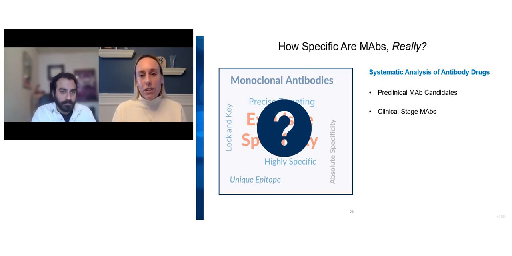All right, so back to the main question for today: how specific are antibodies really? Now that we have these new tools to truly assess antibody specificity, what is the rate of off-target binding? We have been very interested in this for a while, but there hadn't been any large-scale studies to really look at the rates of off-target binding through development, and also nobody has really looked at the effect of off-target binding on clinical development. So we performed two large systematic analyses of two different data sets. We have a data set of preclinical antibody candidates and then an additional one of clinical stage antibodies.